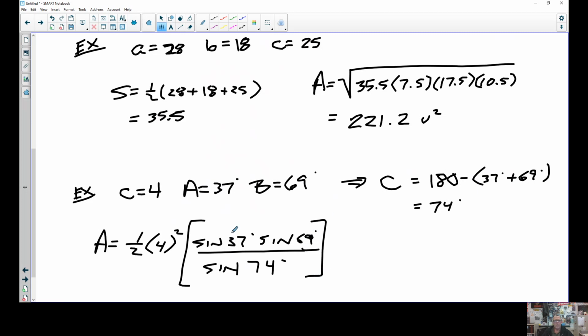All right, so with this, again, I'll usually start inside here, and I would probably do sine 37 times sine 69, divide it by sine 74, multiply it by 16, or I would just figure out this is 8, 1/2 of 16, and multiply it by 8. And you should end up with here 4.7 square units. And we're set. That's how we use each one of those guys, and that's it. That's all we're doing with these areas.